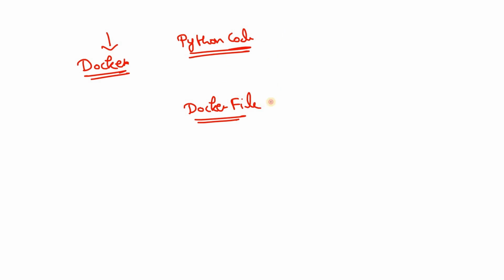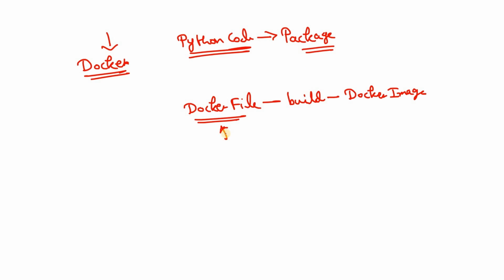Then we build this Dockerfile, and after building, what we get is called a Docker image. For example, when we are ready with all our Python code, we package it up and call it a Python package. Similarly, once our Dockerfile, which is a kind of text file, is ready and the build process is complete, we get a Docker image. It is a lightweight standalone executable package that contains everything to run our application.